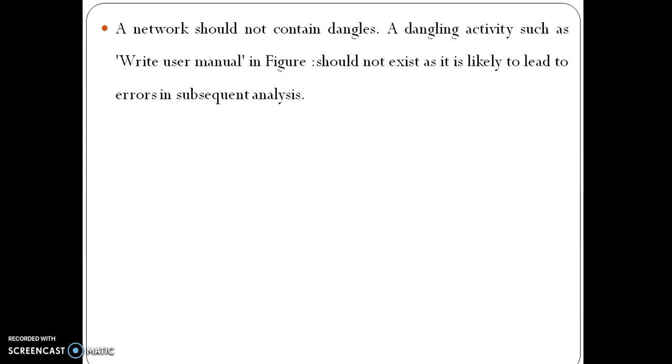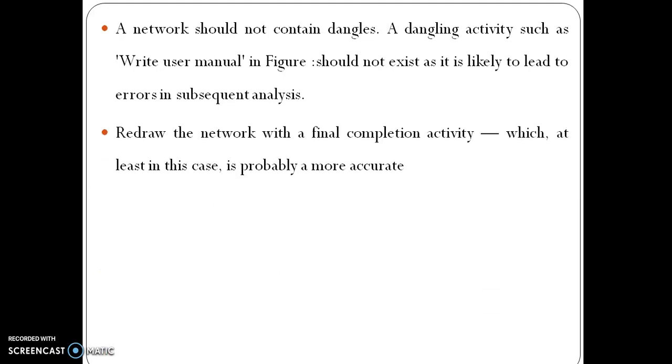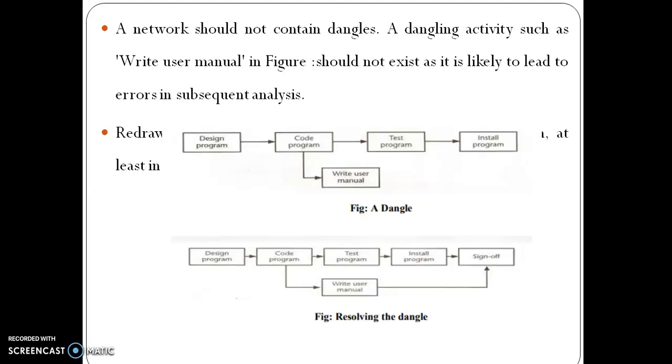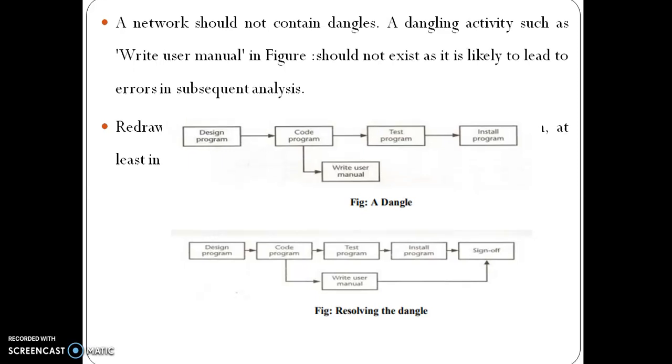A network should not contain dangles. A dangling activity such as write user manual in the figure should not exist, as it is likely to lead to errors in subsequent analysis. Redraw the network with a final completion activity, which, at least in this case, is probably more accurate. A dangle. And another figure is resolving the dangle. Design program, code program, test program, install program. Write user manual. So here, write user manual to sign off.